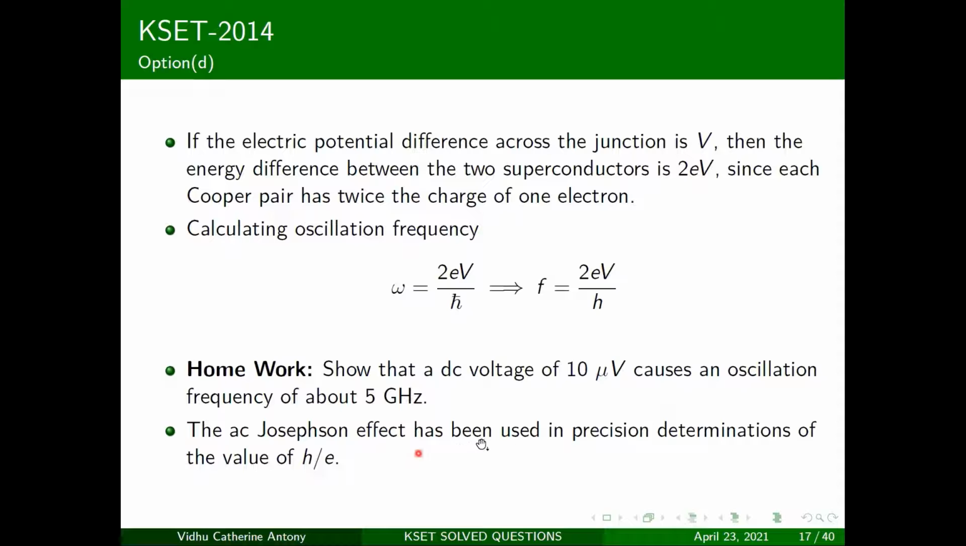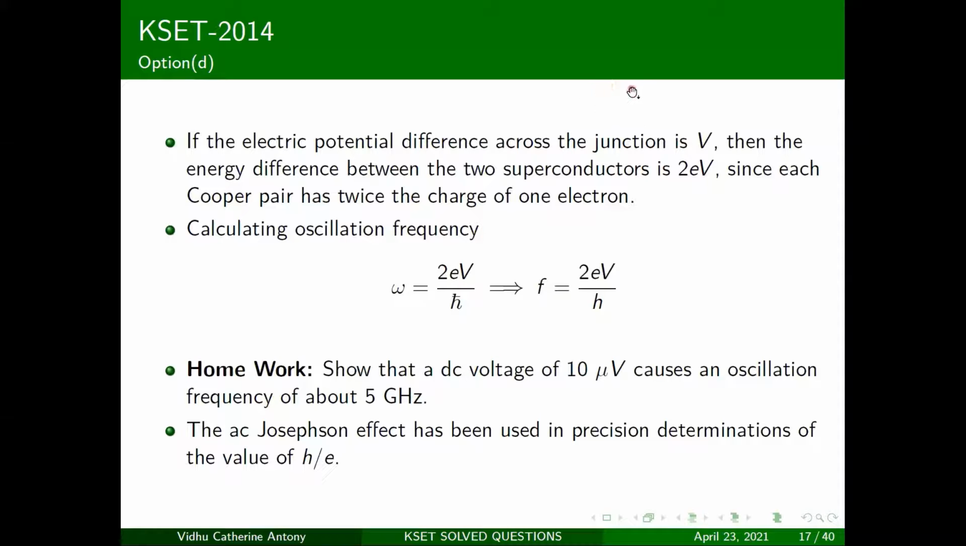So the AC Josephson effect has been used in precision determinations of the value of h by e. I think this is to do with the fact that the Josephson effect can help detect very small magnetic fields, like the magnetic fields of your brain, of your heart, and so on. So it's used in SQUIDs and a lot of other devices that can help you in a lot of healthcare devices like scanning and stuff like that.